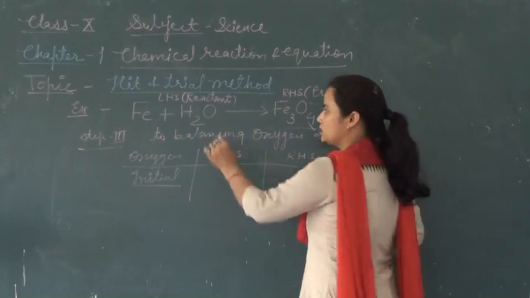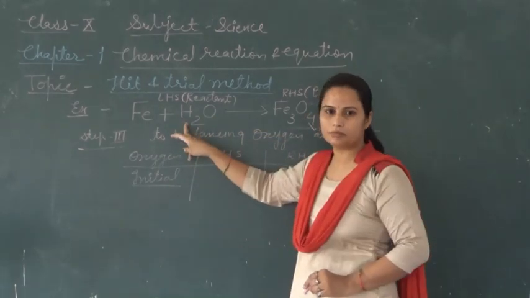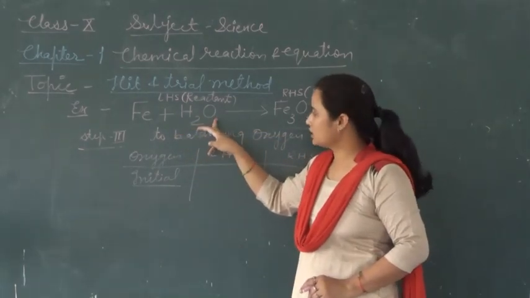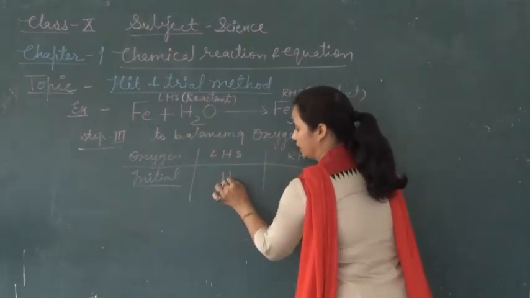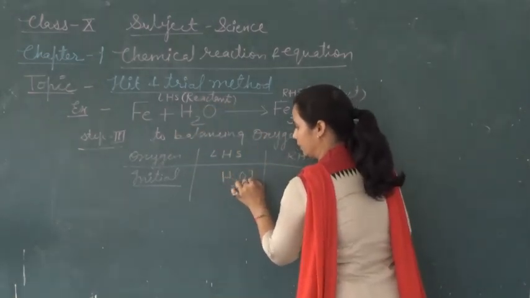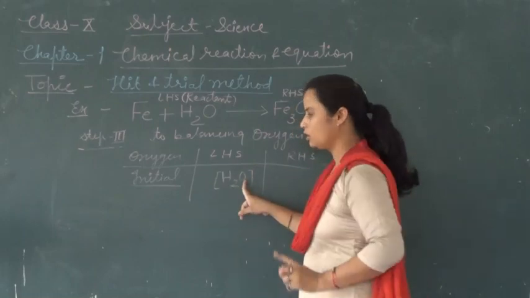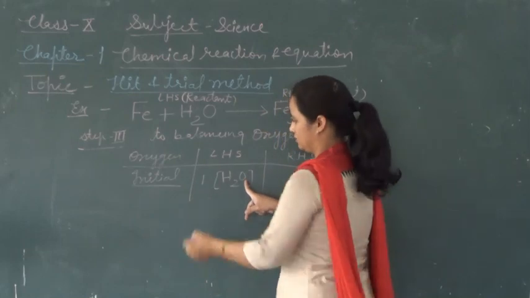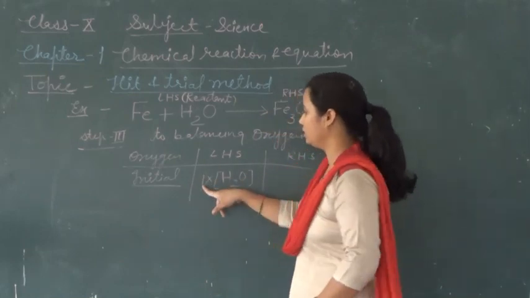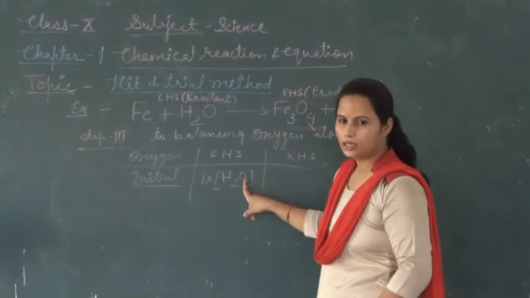At the initial position the number of oxygen atoms at the left hand side. Now look here, oxygen is with hydrogen. Means oxygen is present with hydrogen in compound form. So here we write H2O. The number of oxygen atoms is 1, here we write 1, as we write like this, 1 atom of oxygen.